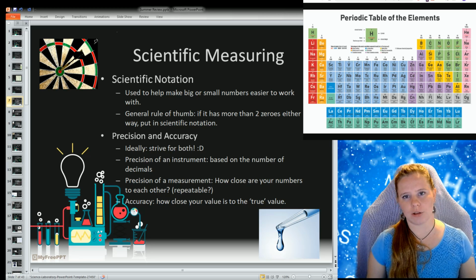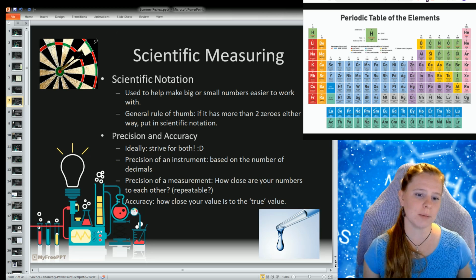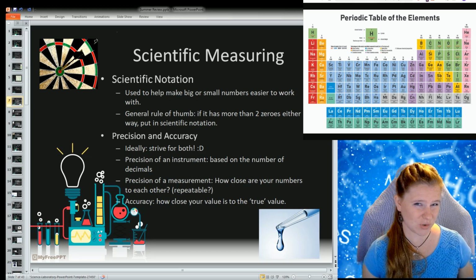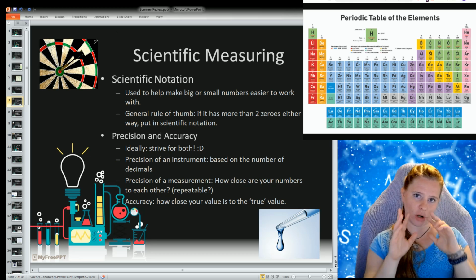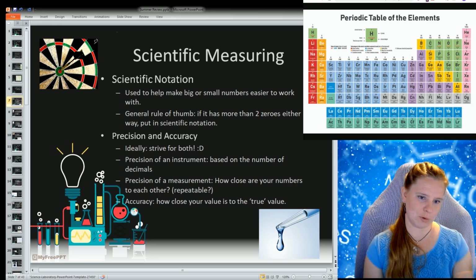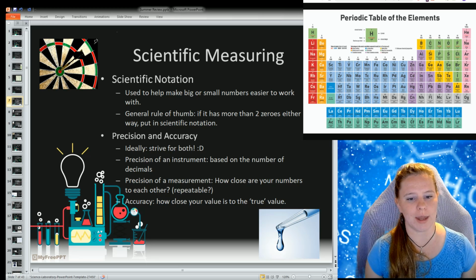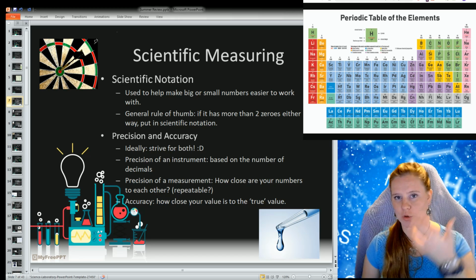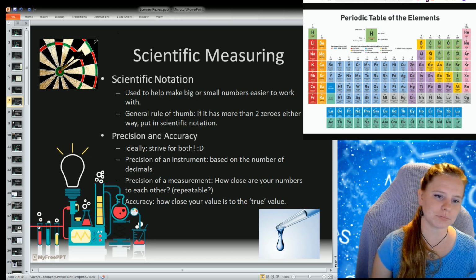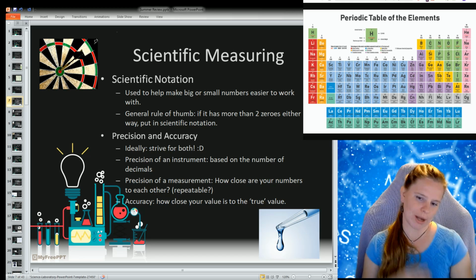Accurate is how close your numbers are to a true value. This can be hard to determine because what is the true value? So usually you're going to check your work based on a known. Is there a known value for this number? And then how close are my numbers to the actual value? Okay? So you can have one without the other.